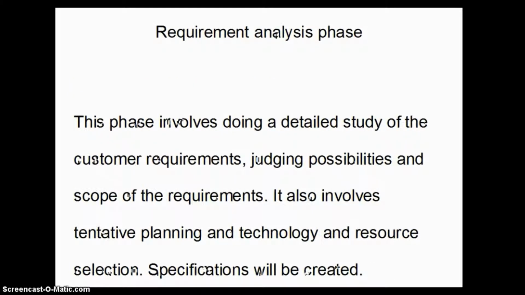Requirement Analysis Phase. This phase involves doing a detailed study of the customer requirements, judging possibilities and scope of the requirements. It also involves tentative planning, technology and resource selection. Specifications will be created during this phase. Later, we will discuss specification by example, or behavior-driven development, using the Ruby scripting language.